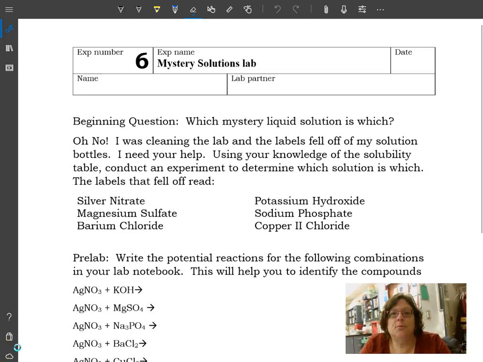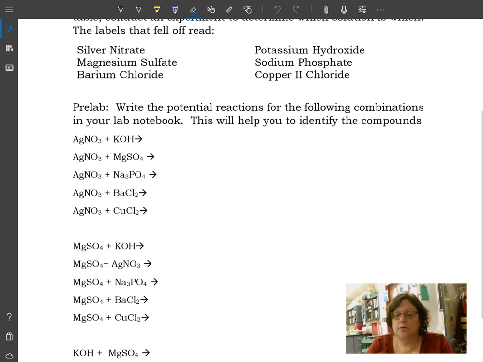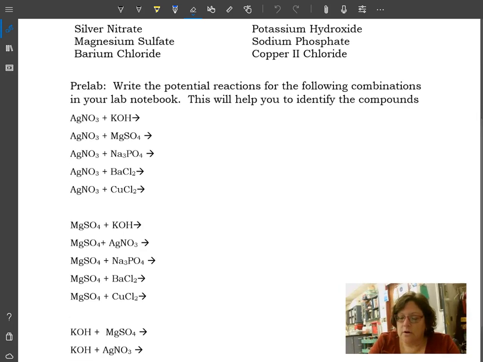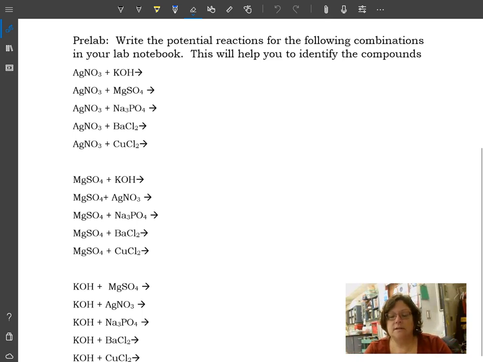Alright, this is the prelab for mystery solutions. Basically, all we're doing is writing net ionic equations, and I will go through this with you. You're going to have 6 solutions that we don't know which is which, but we can figure it out by testing them with each other and comparing how they react.